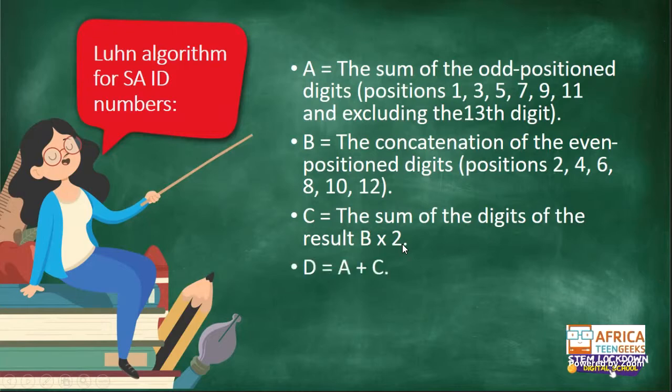Okay, so that's that. Then we take D is A plus C, because remember B was used to calculate C, so D equals A plus C, and then Z, that's my answer, is basically 10 minus D modulus 10. In other words, take the answer of D, divide it by 10, the remainder is then subtracted from 10.